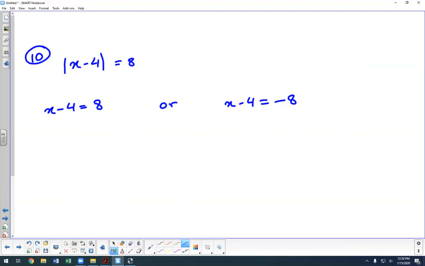We do need both answers because think about it. We are saying whatever the number on the inside is, we don't know what it is because we haven't solved it. But they're saying whatever the number you have here has a distance of 8. Well, think about it. I can get that distance of 8 on both sides of 0 because I can get a distance of 8 from here. I can get a distance of 8 from here.